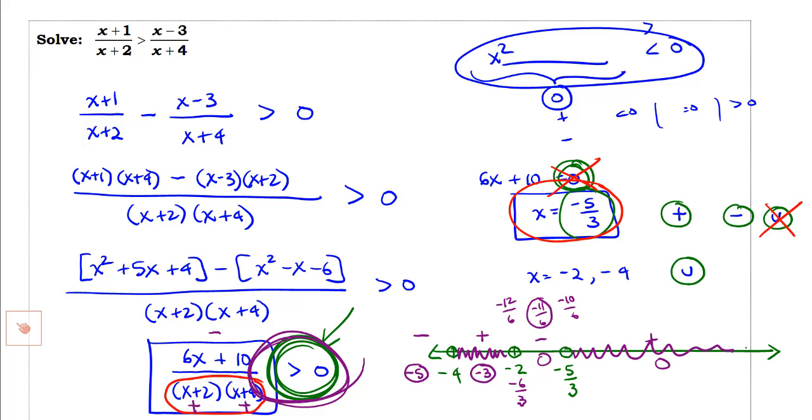Okay? Do I include the endpoints in the original problem? No. So then I go from parentheses, what? Negative 4 to negative 2, and then what? Before that, which you're right, union, and then before that, parentheses, negative 5/3, comma, infinity.